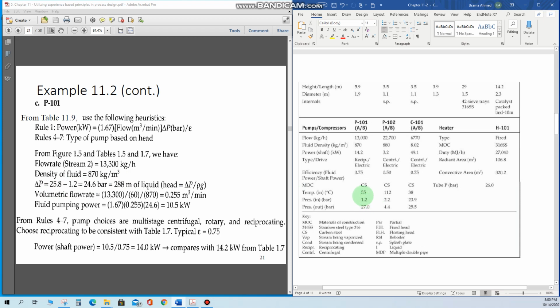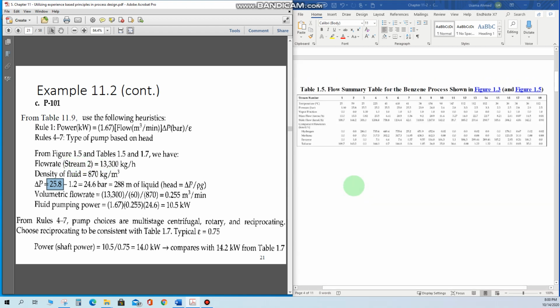So the inlet pressure is given here, it is 1.7 1.2, and the outlet pressure is basically 27 from this analysis or the table that is provided to us. Okay, so here there is a mistake. This is basically the information on the table, stream number 2. So basically for this stream number 2, the outlet pressure is 25.8 bar.